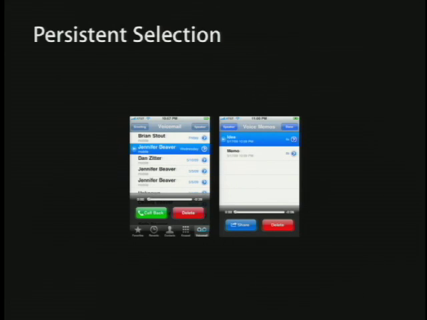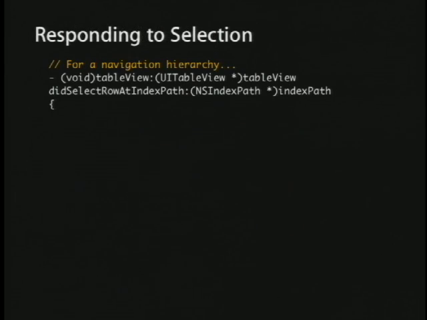We do support persistent selections in table views. If your user selects a row and you don't deselect it, we won't deselect it on you. In the past, in iPhone OS 2.0, that didn't fly. If you didn't deselect it, the behavior was not guaranteed. We now do support this behavior. So if you have some kind of interface that looks something like this, or a place where you really think that persistent selection is necessary to indicate something to your user, we can do that now.